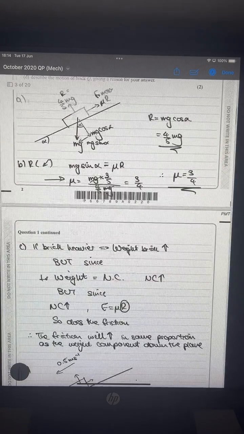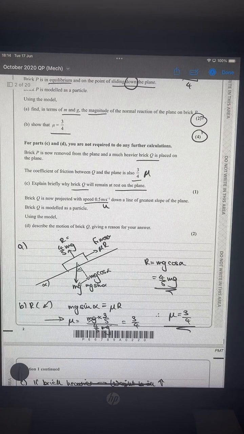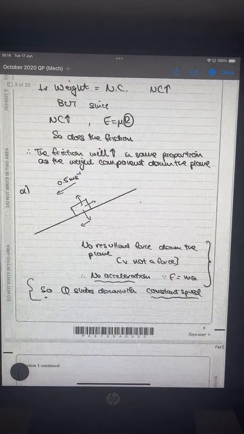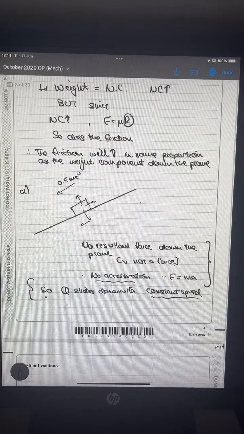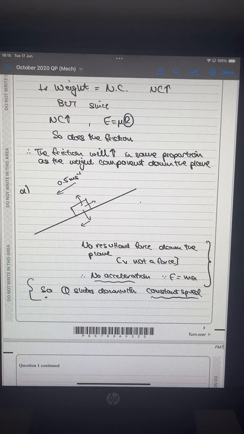The question asked, describe the motion of brick Q, give a reason for your answer. Is projected down. So I said that the motion is it slides down with a constant speed. That's its motion. What is my reasoning? Well, there's no resultant force because the forces are still the same as in the previous parts. So there's no acceleration. And if there's no acceleration, it's a constant speed. That's how you do this type of question.